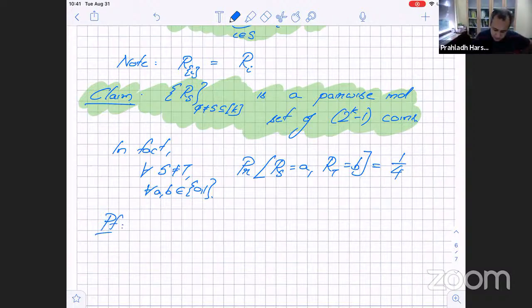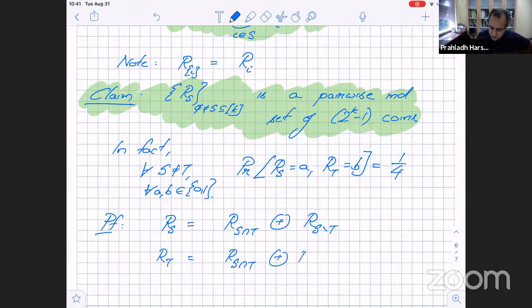And I just want to say this. So what do I need to do for every S and T? I want to say R_S, just this, is R of S intersection T XOR R of S minus T. Let me write this in this fashion, and then it should be immediate why this is true. R of T is R of S intersection T XOR with R of T minus S. People, these follow from these identities.